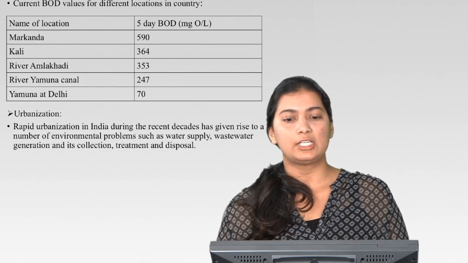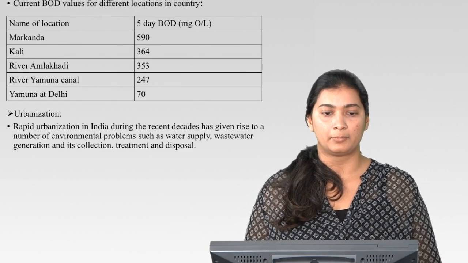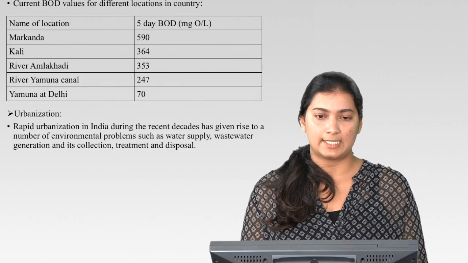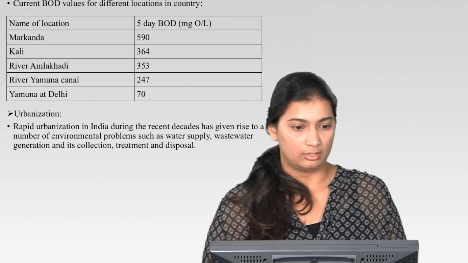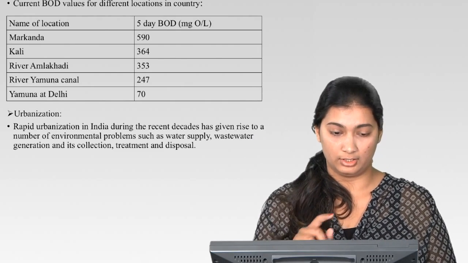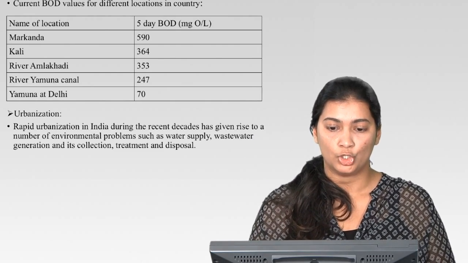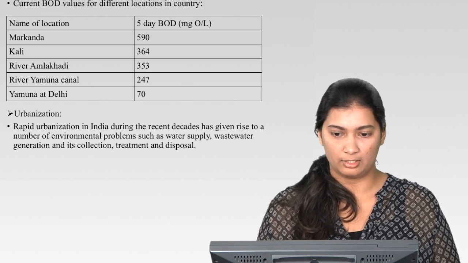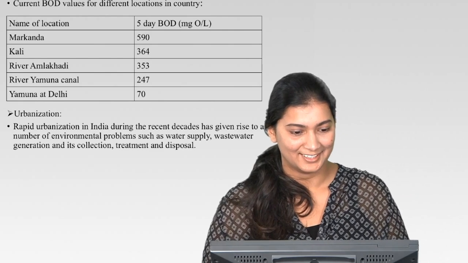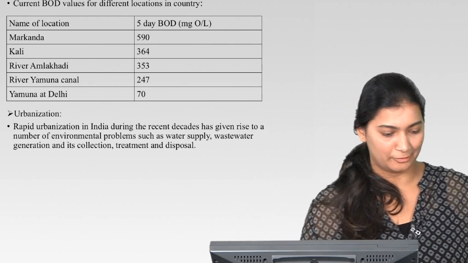The current BODs for different locations of the country, these samples are taken in most of the rivers. So the Yamuna canal has 247. And there are a few, none of them are close to the set standards. So that's kind of a problem.